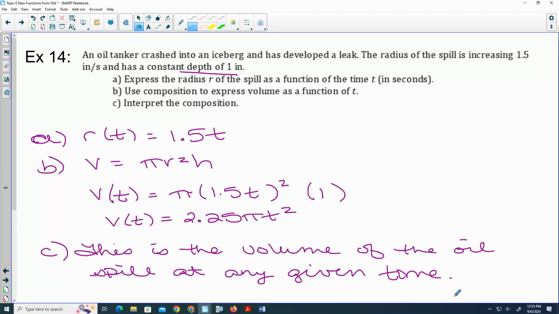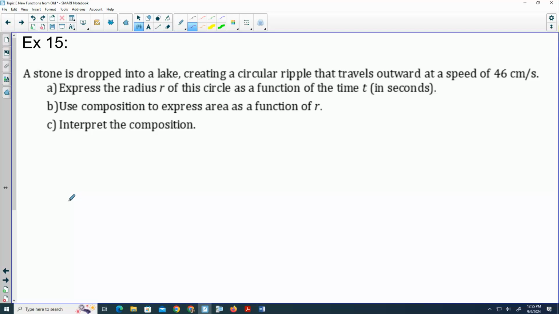Final problem. A stone is dropped into a lake, creating a circular ripple that travels outward at a speed of 46 centimeters per second. So A, the radius as a function of time. What would it be? 46t.